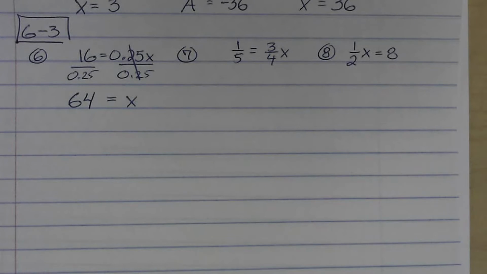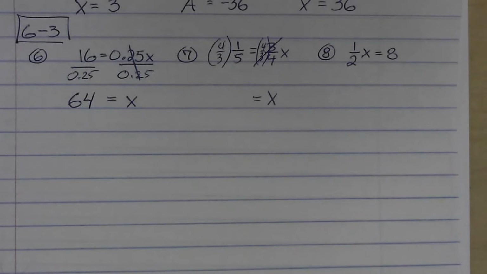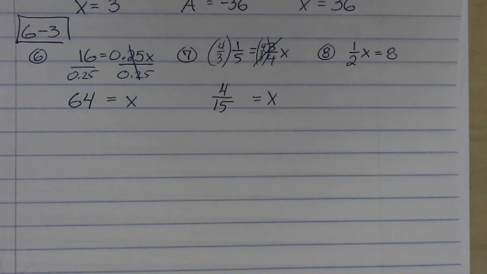Question 7. Here, the coefficient is a fraction. We eliminate fractions by multiplying by the reciprocal. That's the fraction flipped. So both sides will be multiplied by 4/3. On the right, 4/3 and 3/4 cancel. And on the left, 4 times 1 is 4, and with the denominators, 3 times 5 is 15. In case you didn't get that, I multiplied straight across here, straight across here.